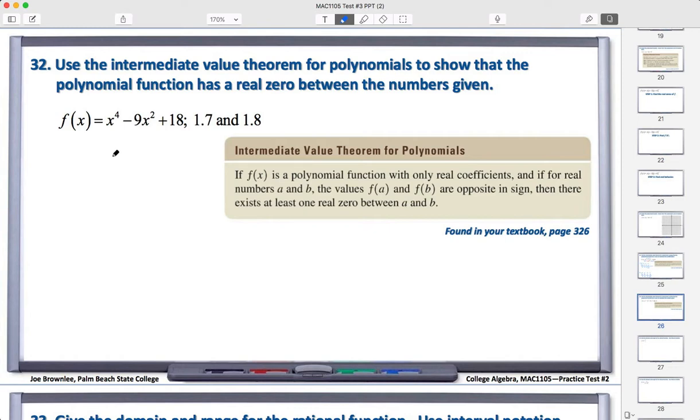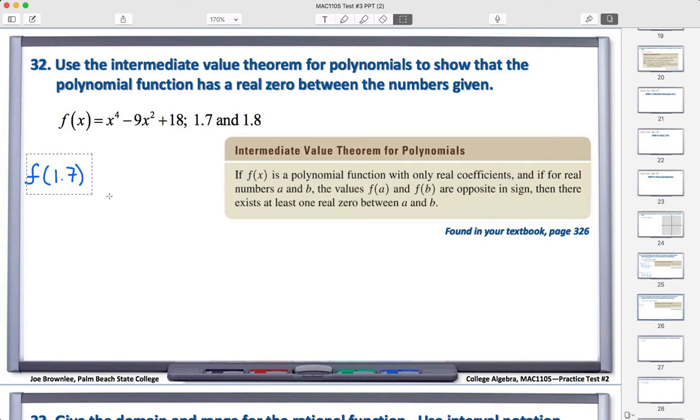You can either use synthetic division, find your remainder for both numbers, and you should have opposite signs, or you can plug these numbers into the function and evaluate, and again, you should have opposite signs. Either way, you're going to get the same answer. But let's show an alternative way of showing the intermediate value theorem. So we're going to find f of 1.7.